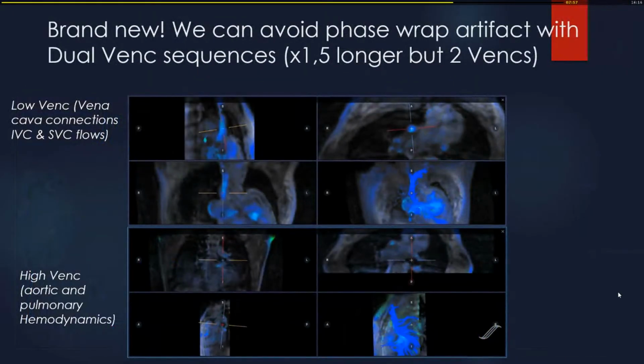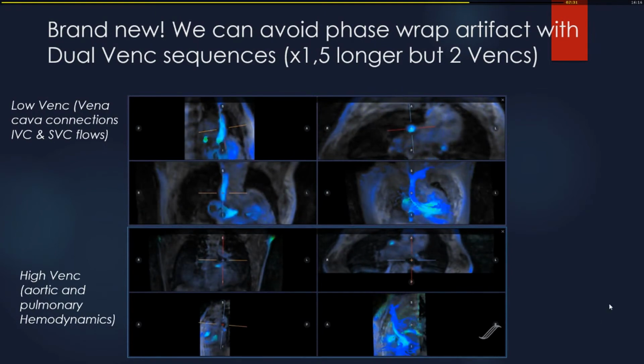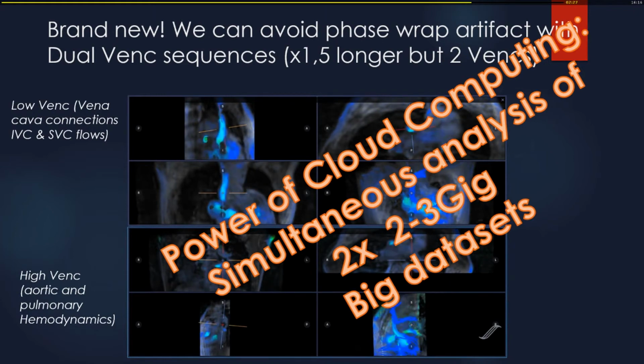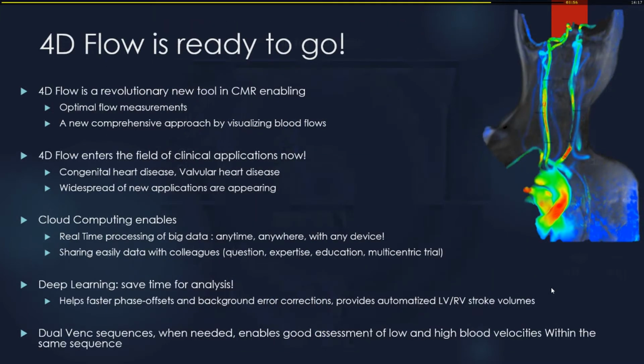So one of the solutions for that is to do multi-Venc sequences. Here is an example of a prototype of dual Venc sequence with a scanning time which is 1.5 times longer than the single one. We can explore the low velocity vessels and the high velocity vessels together simultaneously, which is incredible. It's also the power of cloud computing, because we can simultaneously analyze two very big data sets. And this is the result in a patient operated with a Senning repair for transposition of great vessels. We can assess accurately the low velocities from IVC and SVC connections, but also the high velocities of the great vessels.